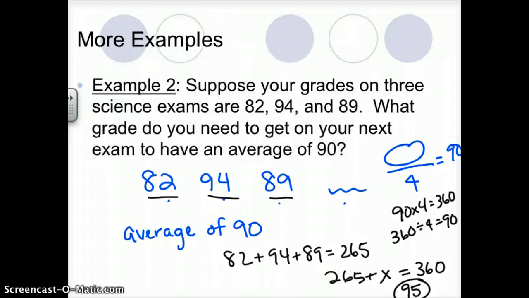And if you don't believe me, you can double check that. You can do 82 plus 94 plus 89 plus 95. Lo and behold, that adds up to 360. And when you divide that by 4, how many test terms you have, you're going to get 90, exactly the average you needed. I've got another cool super secret shortcut to do that if I have time at the end. Or you might want to ask me in class if I don't say it here.